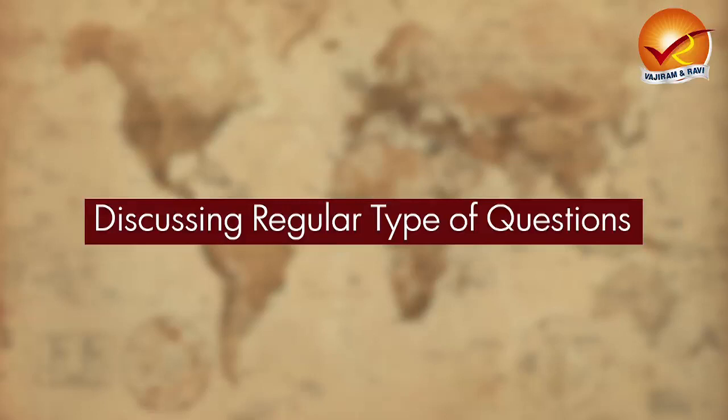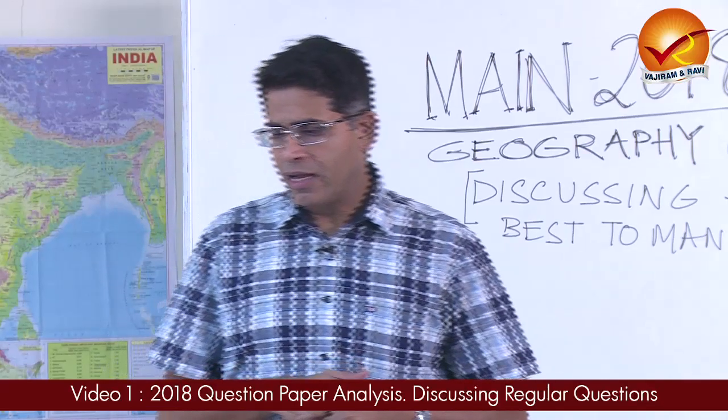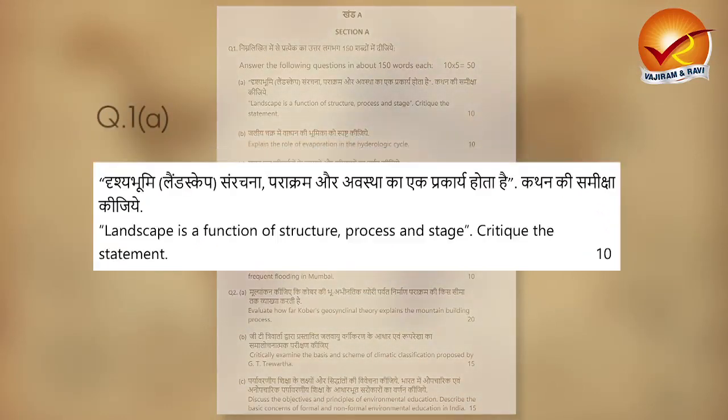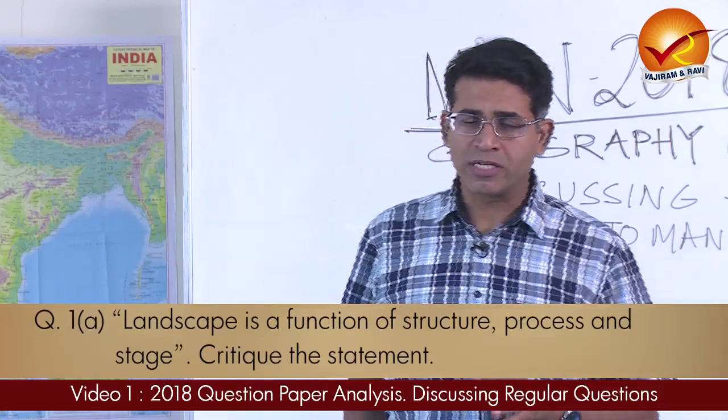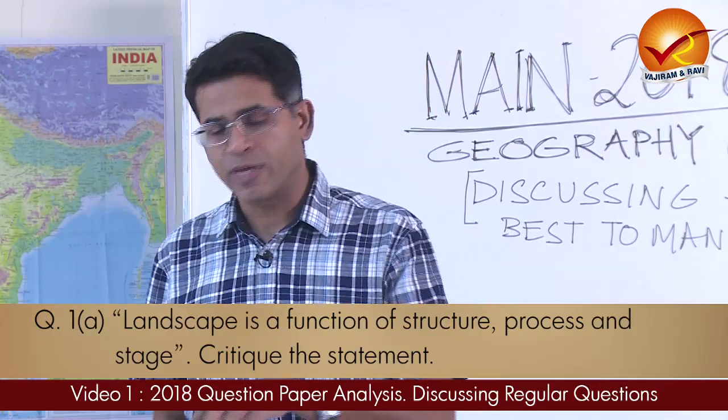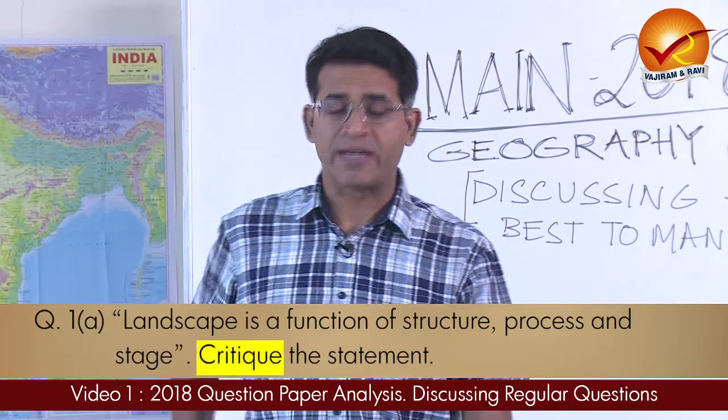Now, the regular questions, I do not think you need to do much. You should have written those answers pretty fast. For example, question number 1, I'm looking at paper number 1, section A. The first question, number 1A, which was: landscape is a function of structure, process and stage. Critique the statement. This is a regular question, which I think anybody who has studied a bit of Davis will understand. The only challenge I can see in this question is the word critique the statement.